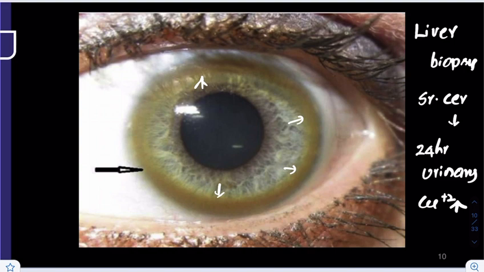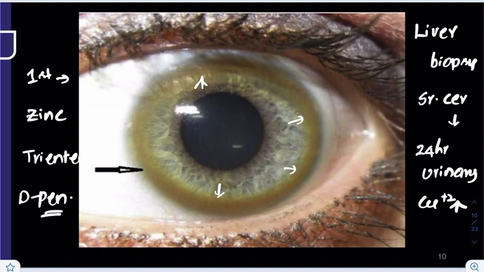Then what is the drug of choice, or the first choice drug, in Wilson's disease? The first choice drug will be zinc, right? And what are the other drugs? The second choice will be trientine. And what will be the copper chelating agent? The copper chelating agent will be D-penicillamine. Okay, so the first choice drug will be zinc, then the second choice will be trientine, followed by that D-penicillamine should be given. So this is about your Wilson's disease.